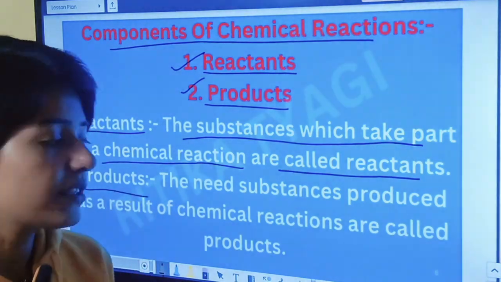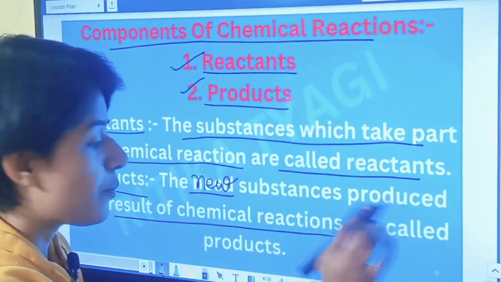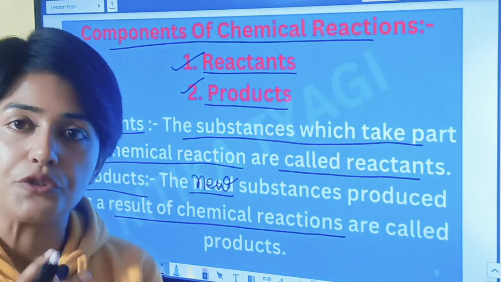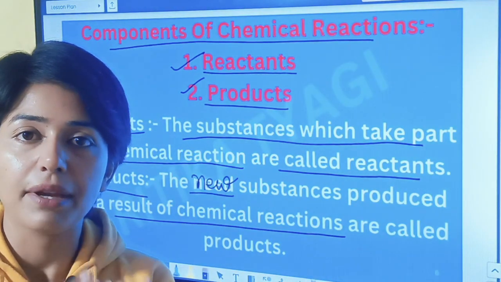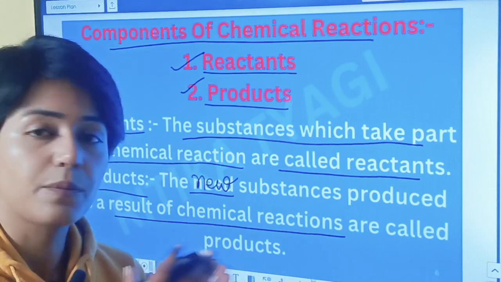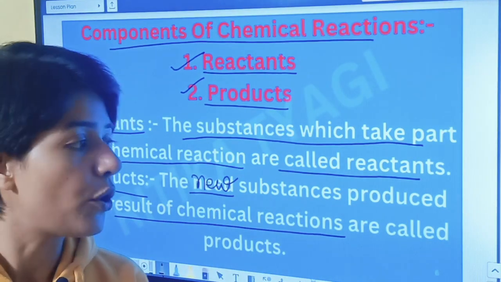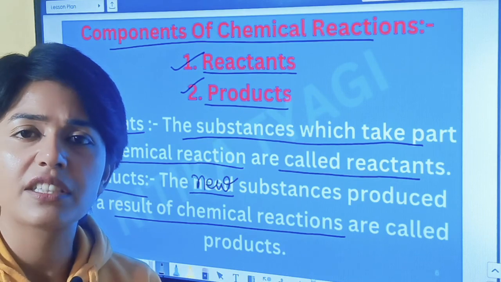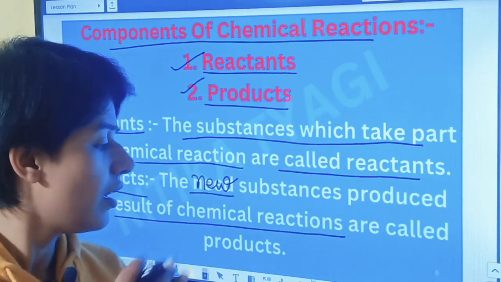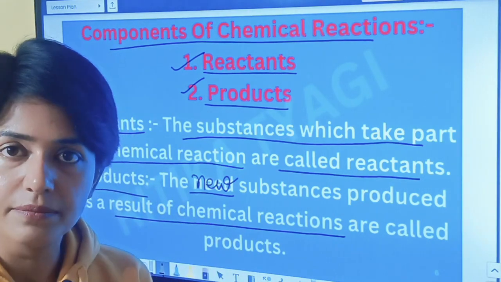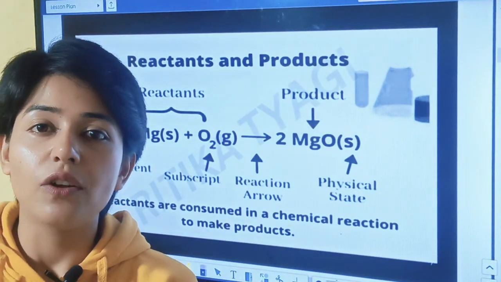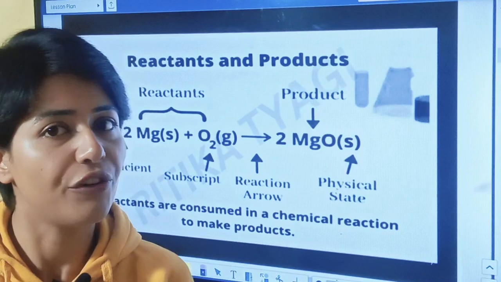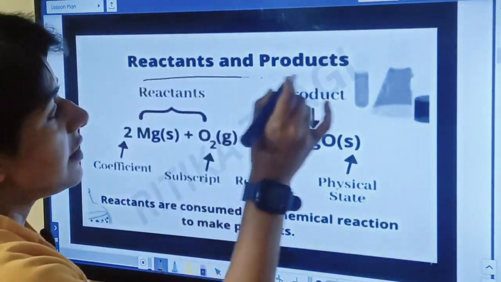Products. What are products? The new substances produced as a result of a chemical reaction are called products. जो नया substance during a chemical reaction बना है, that is product. A new substance produced during a chemical reaction, with new properties completely different from its reactants, is known as a product. Now let us look at the reactants and products of a chemical reaction with the help of an example.